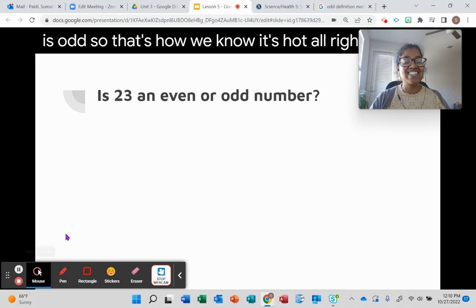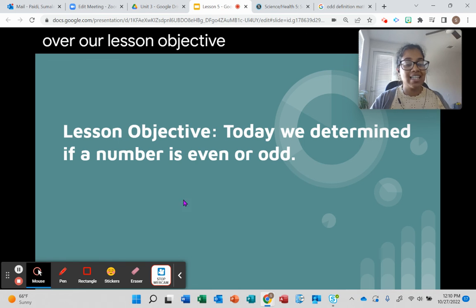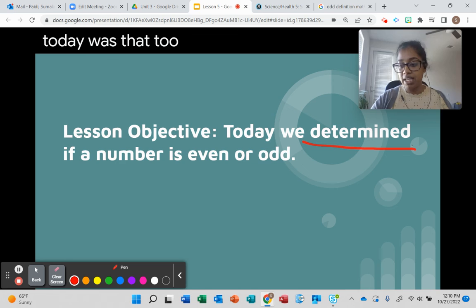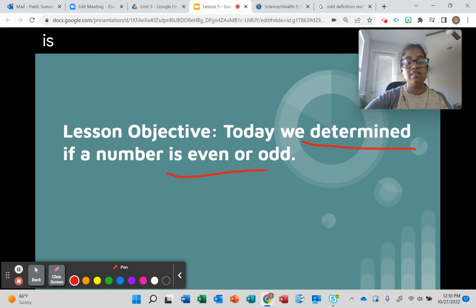All right. Let's go over our lesson objective. Our lesson objective for today was that today we determined if a number is even or odd.